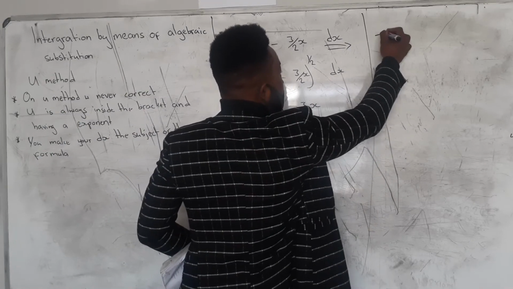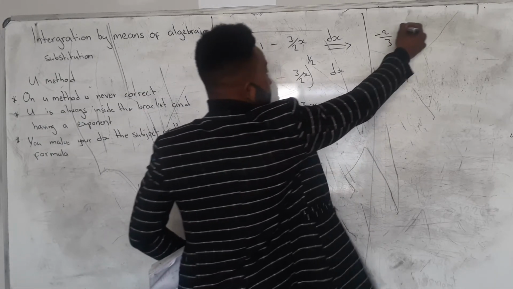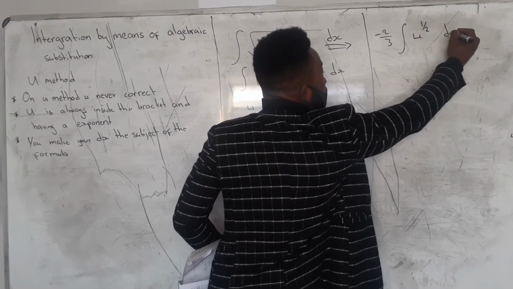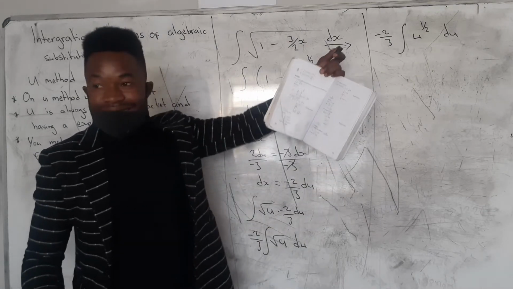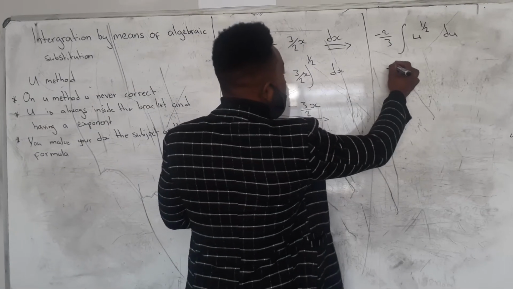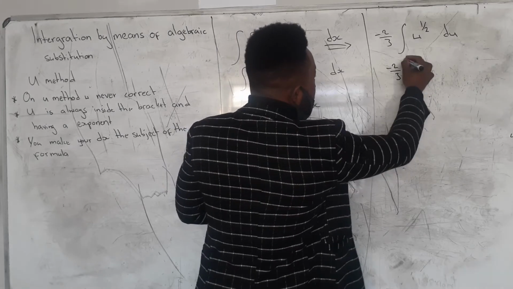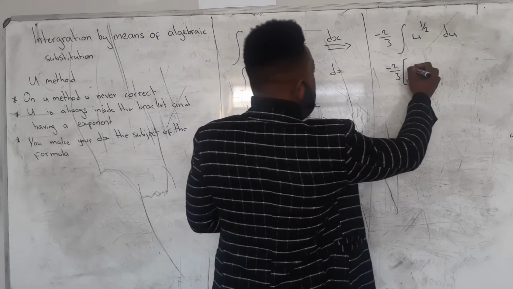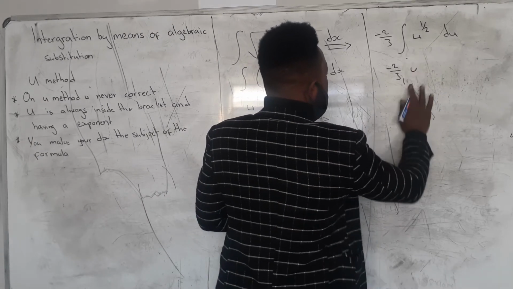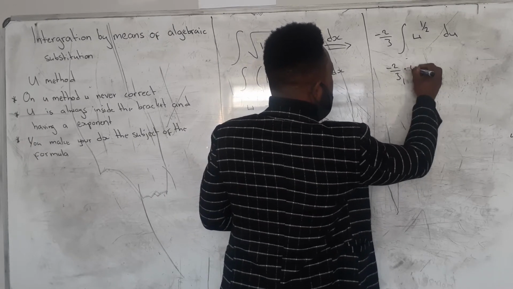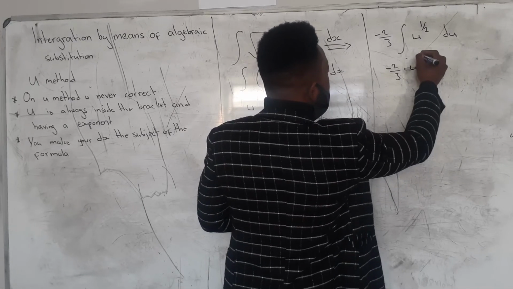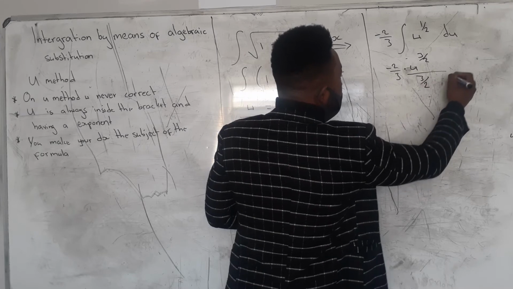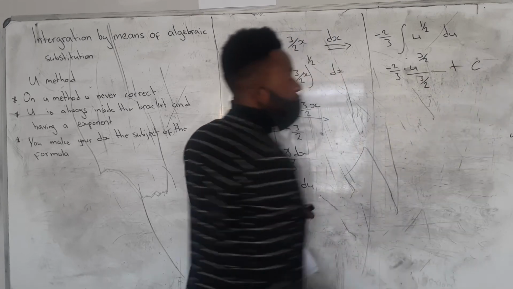So I have negative 2 over 3 the integral, this same as what? U to the power 1 over 2 du. Right? And then let's integrate this. This same as what I have negative 2 over 3. Okay. And then you're going to say plus 1. 1 over 2 plus 1, you get what? 3 over 2. 3 over 2 divided by 3 over 2. And then to show that I've integrated plus c.